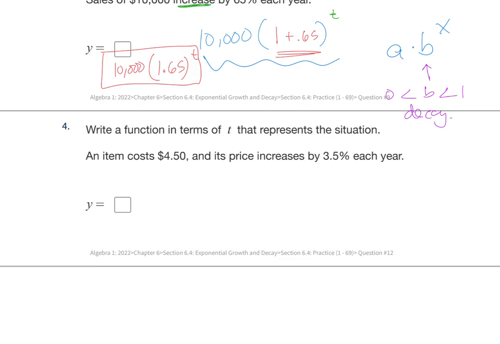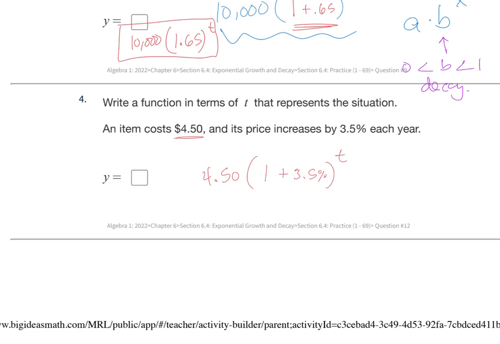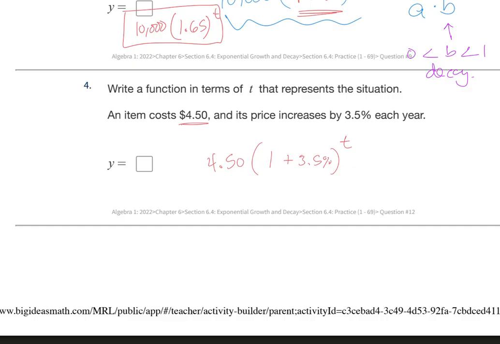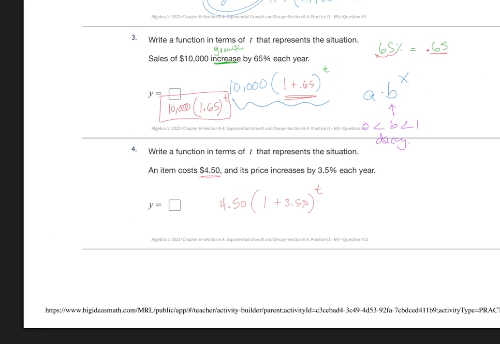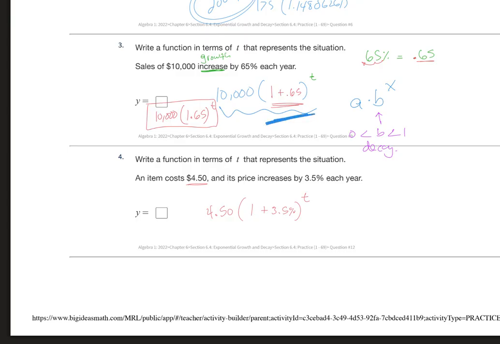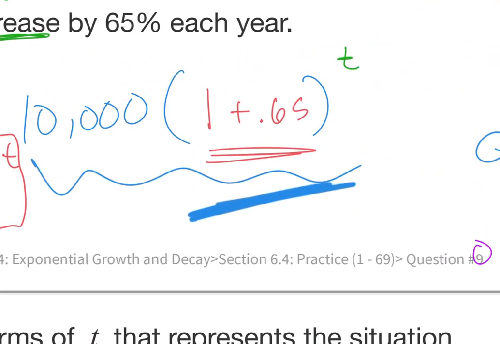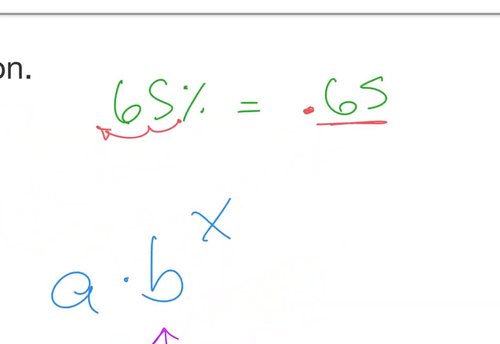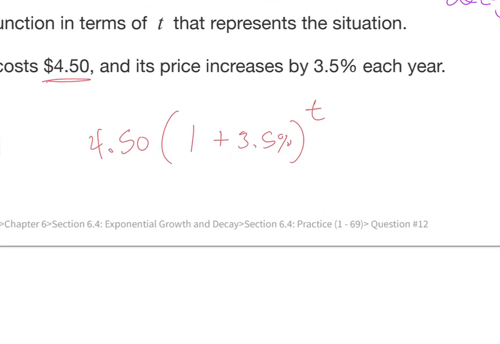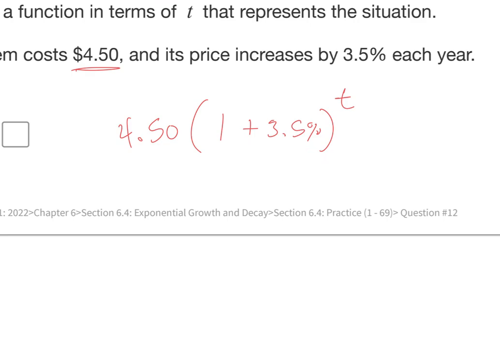An item costs $4.50. That is going to be our initial amount, and its price increases by 3.5% each year. So we're going to do 1 plus 3.5% to the t power. And you might think, oh, so it's just 4.5? No. I'm approaching this one slightly differently than I approached that one, just so you can see that here I wrote 0.65 because I'd already converted the percent. Here I've not converted the percent yet, so I need to go boop, boop, and it's going to be 1 plus 0.035.